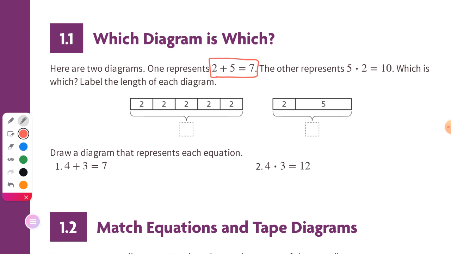Alex? 2 and 5. Why? Because the other one is 2, 5 times. Yeah, the other one is 2, 5 times. This one is a 2 and a 5.